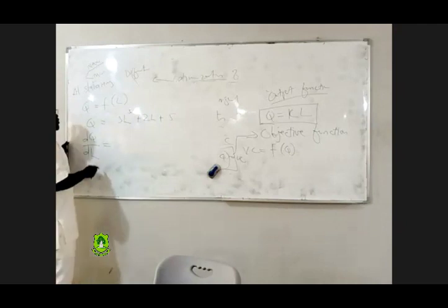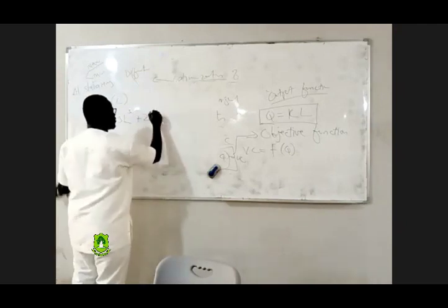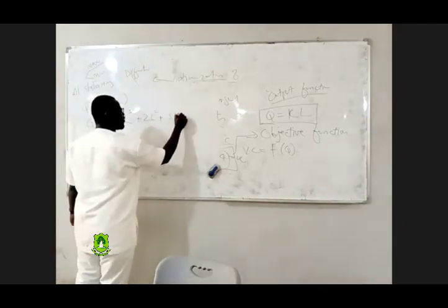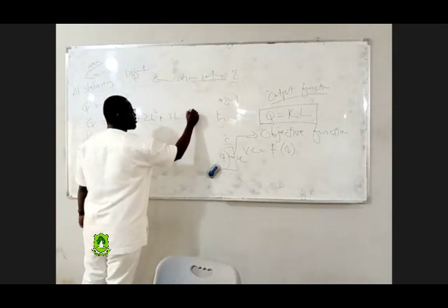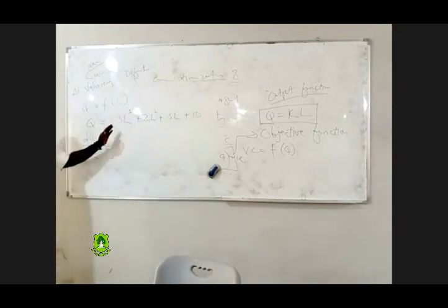9L. Okay, maybe let me add something. Maybe 2 plus 5L, maybe plus 10. Example, so that we know. Now I have the different powers. So here will be what?